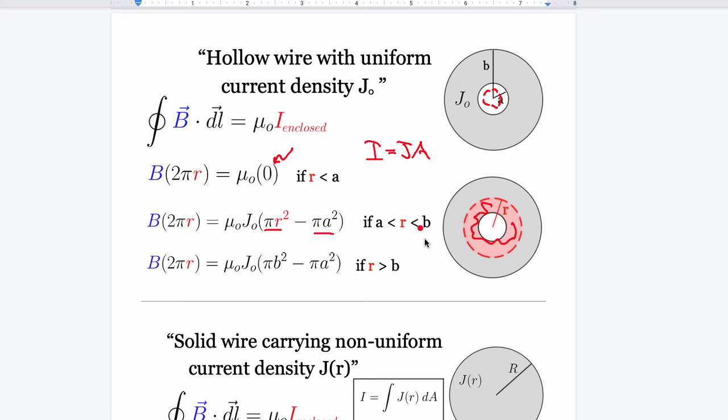And then if you're outside the whole thing, well, we didn't get I naught, so I can't just write I naught, but I can write J naught times the total area of this whole thing, which would be pi B squared minus pi A squared if I'm out here.